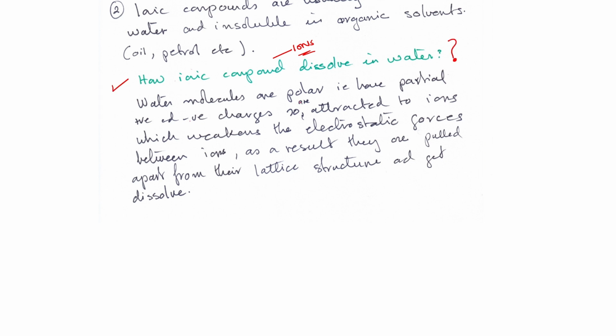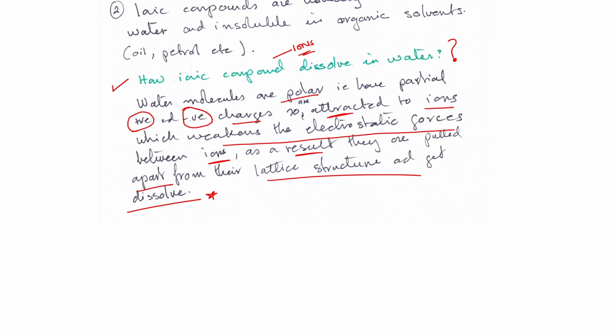Water molecules are polar, that is, they have partial positive and partial negative charges, so they are attracted to ions, which weakens the electrostatic forces between ions. As a result, the ions are pulled apart from their lattice structure and get dissolved.